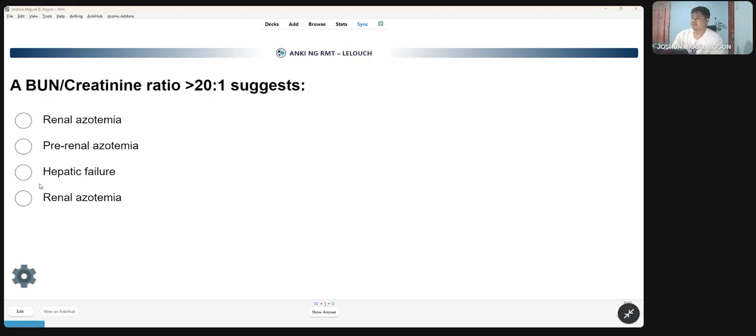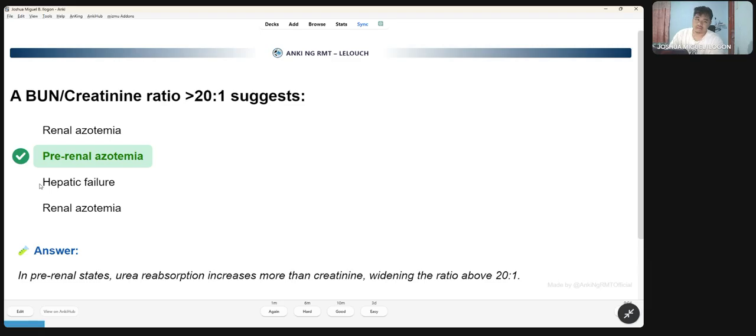BUN creatinine ratio of 20:1 suggests pre-renal. Anything greater than 20:1 is pre-renal.